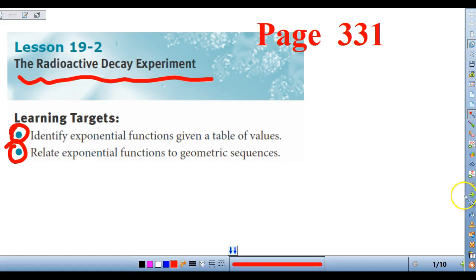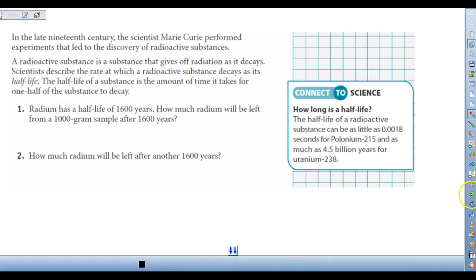So let's see what we got here with radioactive decay. In the late 19th century, the scientist Marie Curie performed experiments that led to the discovery of radioactive substances. Don't touch those, they're dangerous. A radioactive substance is a substance that gives off radiation as it decays. Scientists describe the rate at which a radioactive substance decays as its half-life. So hopefully you've heard of half-life before. The half-life of a substance is the amount of time it takes for one half of the substance to decay.